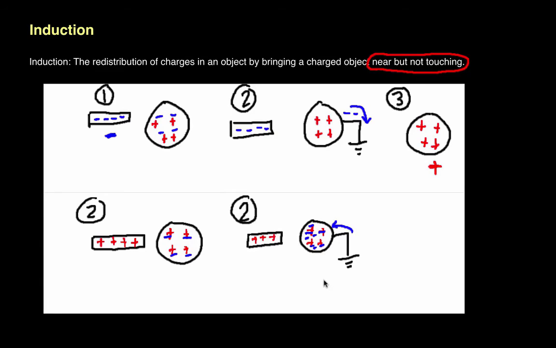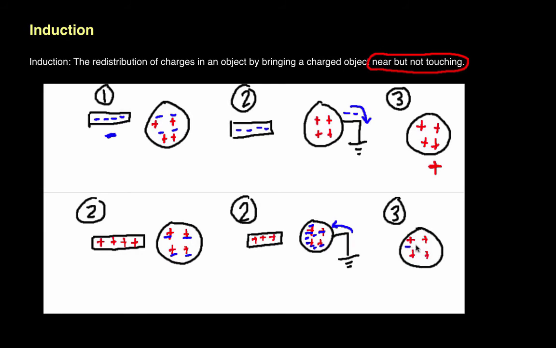Sort of like if the conductor was a really awesome rock star and all the electrons in the ground hear that they're there and they rush in to try to be near it. They can't touch, but they can flow to the end of the sphere to be near it. Now there's more negatives than positives contained within the sphere, and as a result, when you remove the rod and you remove the ground, we end up with a negatively charged conductive sphere.